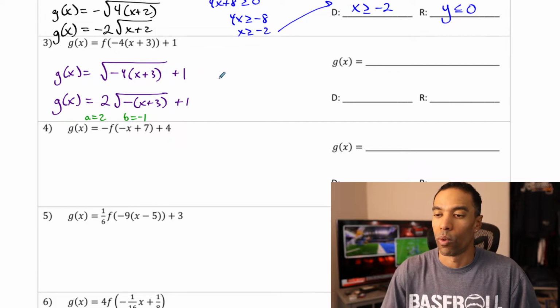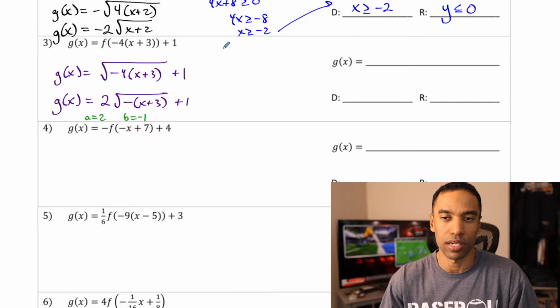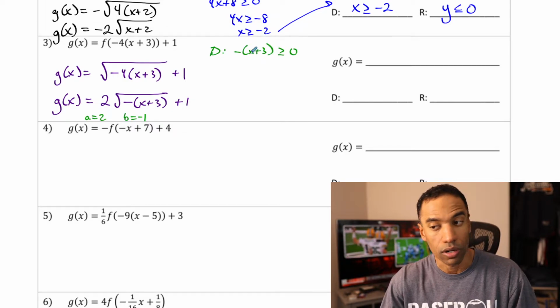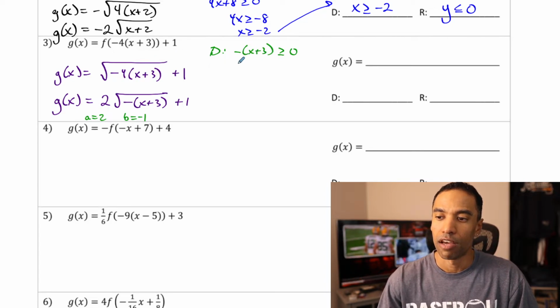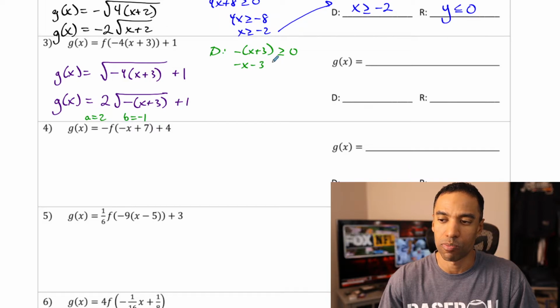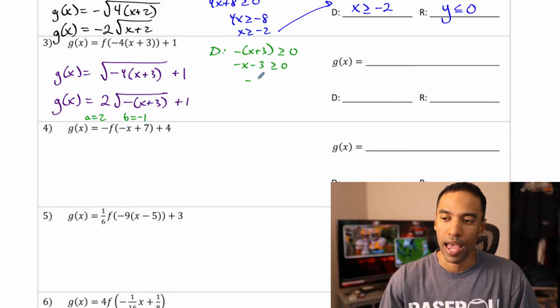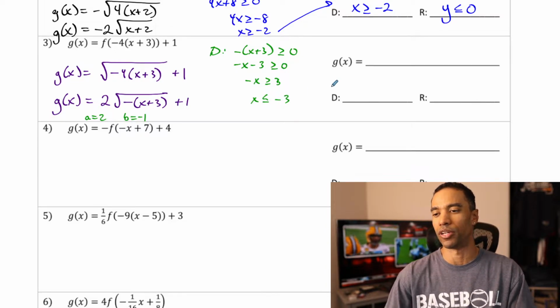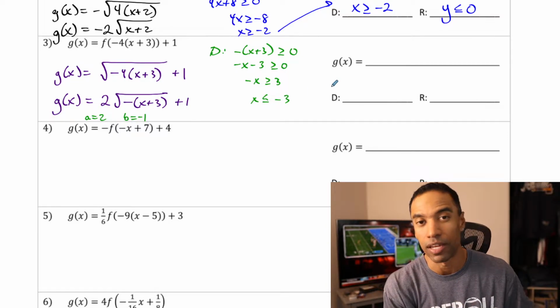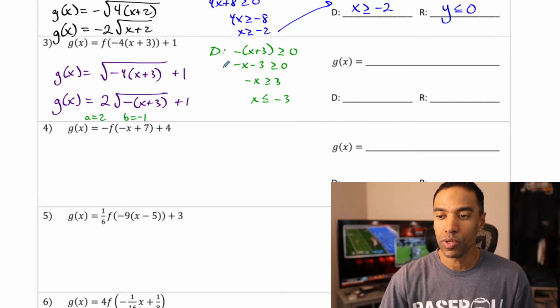What are they? Well, let's go back to the idea of the domain. Consider your domain where negative x plus 3 as a quantity has to be greater than or equal to 0, right? The thing inside the square root. Even with the 4, you divide by it, you get 0. Now, if I distribute the negative this time, I get negative x minus 3 is greater than or equal to 0. Add 3 to both sides, and then divide both sides by negative 1. You'll get x here, negative 3 here, and a flipped inequality. Dividing by a negative does exactly that. And that's what your domain is here.